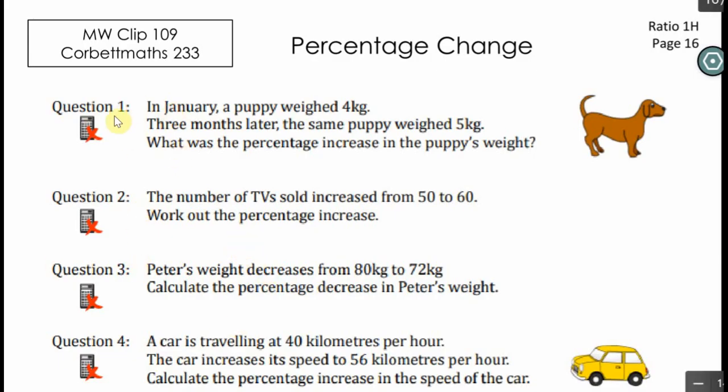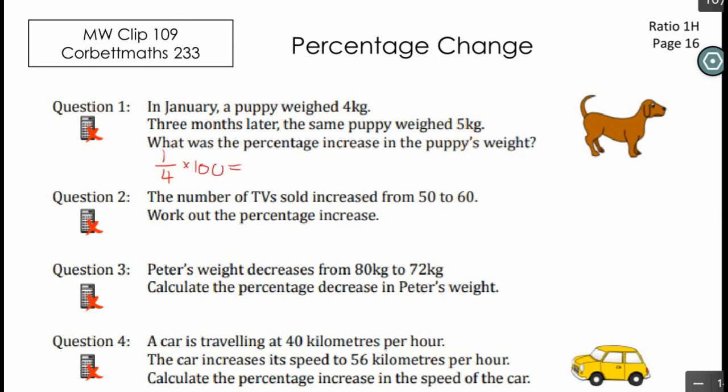Okay, many of the first ones are non-calculators, so we would probably use the first method. Right, have a go at them. Don't watch this video until you've had a go, and then check your answers. Okay, so a puppy weighed 4 kilograms. 3 months later, the same puppy weighed 5 kilograms. So method 1 I'm going to use. The actual change in kilograms there is 1 kilogram divided by the initial amount times 100, and hopefully you can just know that that will be 25%.